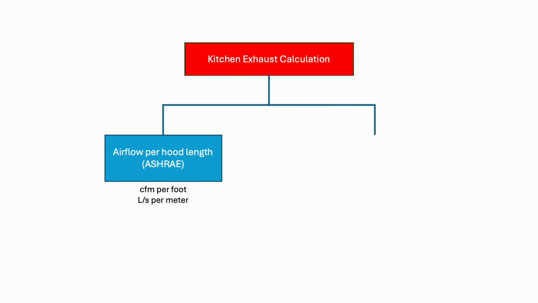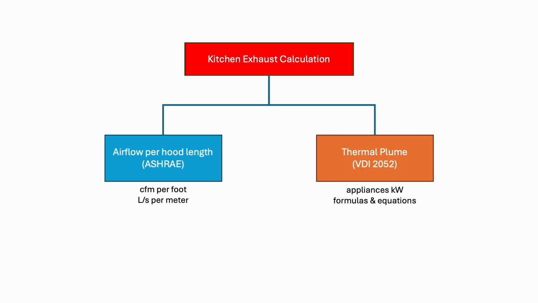The common method is how much airflow for every length of the kitchen hood, either in CFM per foot or liter per second per meter. The other method uses a formula to calculate the heat generated by each cooking equipment to determine the exhaust requirement. For this video, we'll be using the first method. For the second method, I have an article on my website. If you are interested, follow the link in the description below.